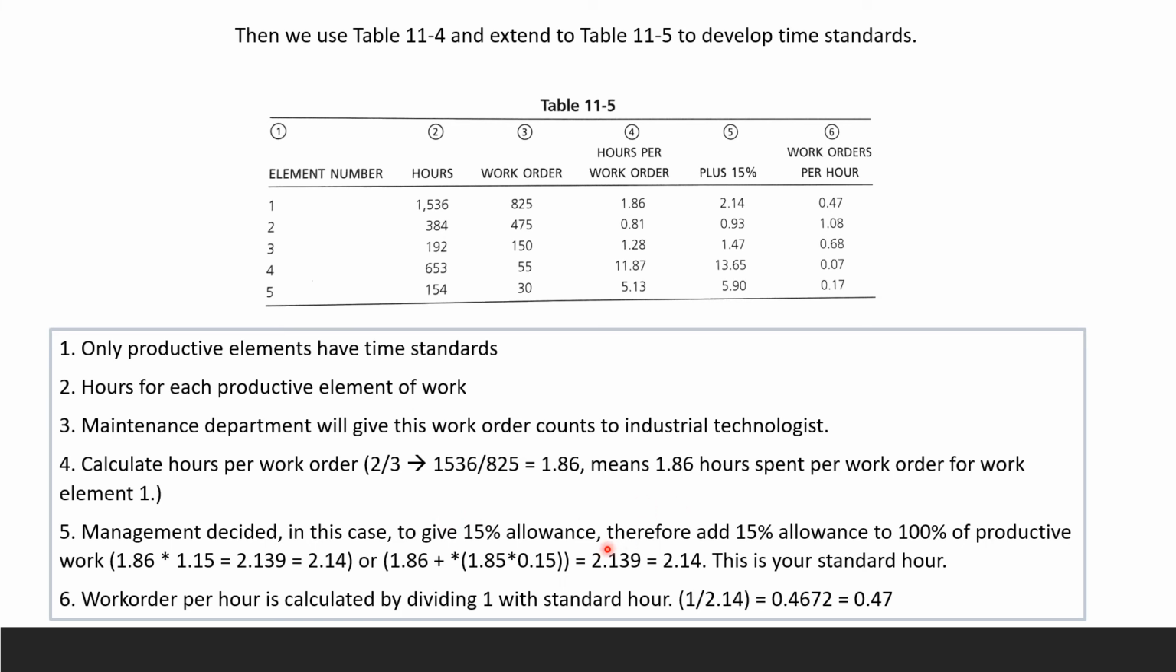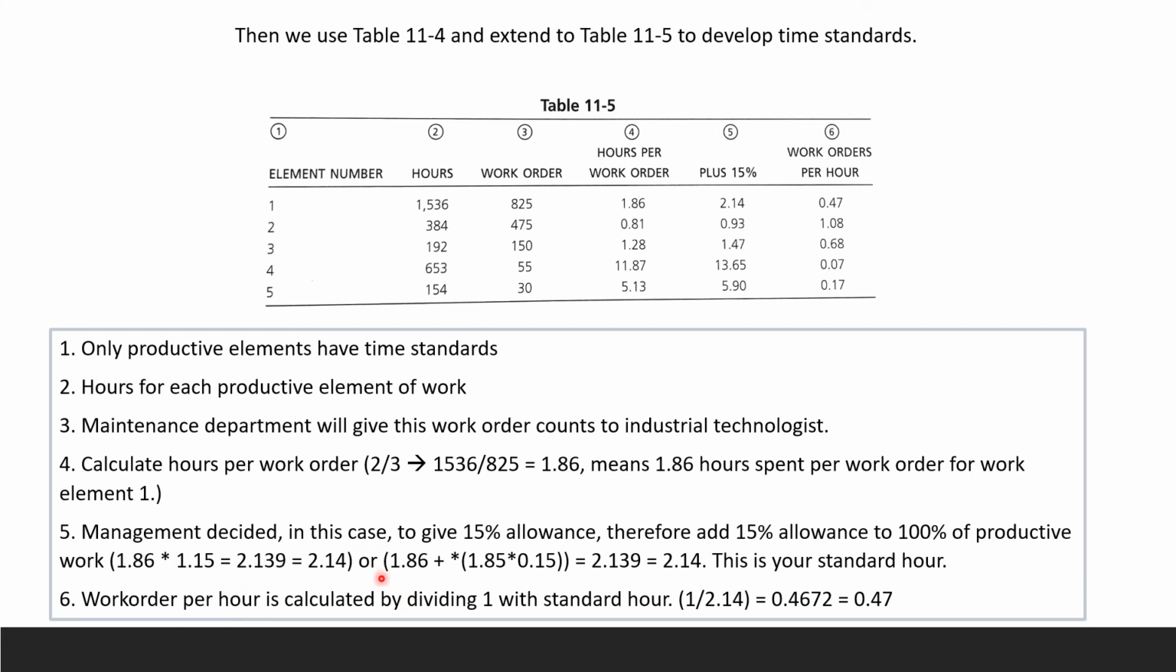So when you add it, you are going to get this, which is 2.14, because our allowance is 15%. So therefore, if you work 100%, your work is a 0.15, that's 15% allowance. So you can time it and get this.